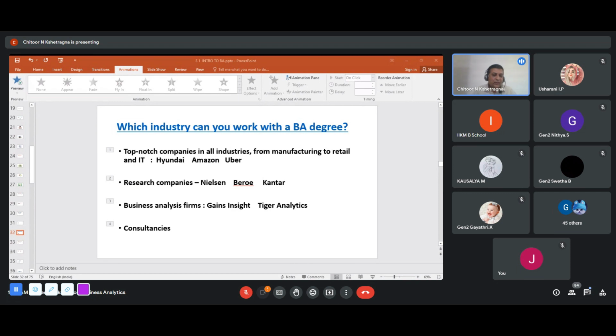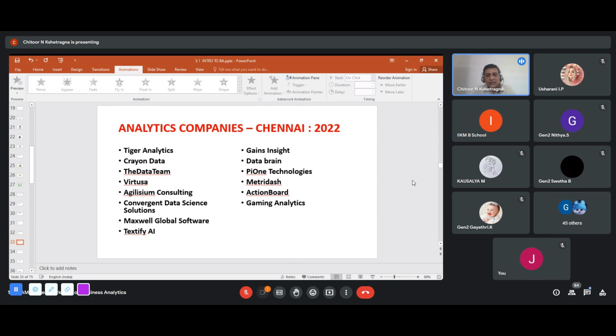And then you've got a lot of consultancy firms, all kinds, all types, all sizes. Hundreds of them are there in Chennai itself. So these are some companies in Chennai: Tiger Analytics, Crayon Data, Data Team, Virtusa, Convergent, Maxwell, Texify, Gain Insight, Data Brain, Medridash, Action Board, Gaming Analytics. Some big names are there. They do a decent job, lots of job opportunities here.